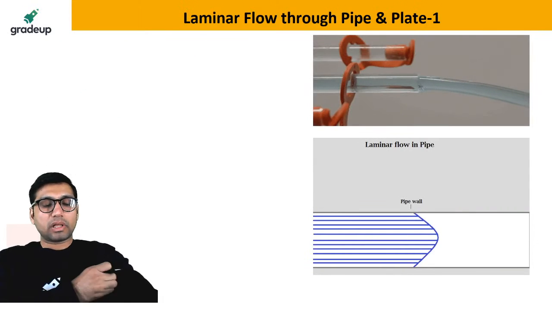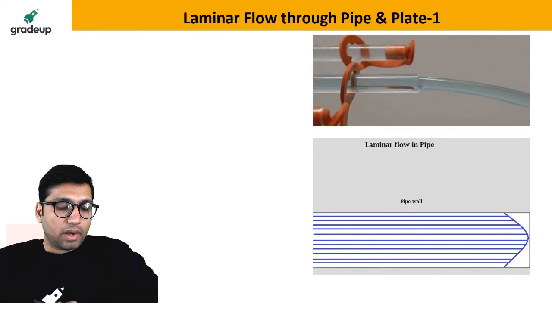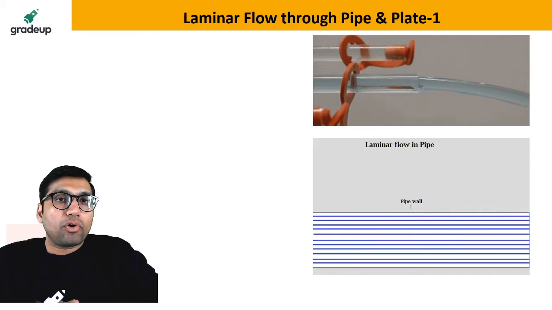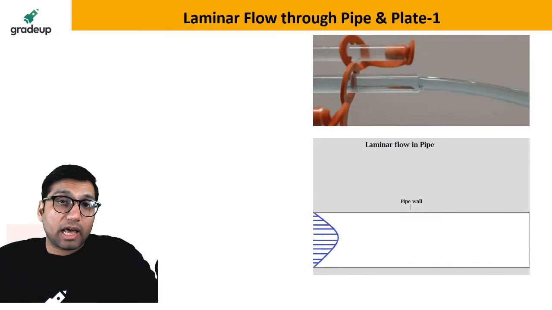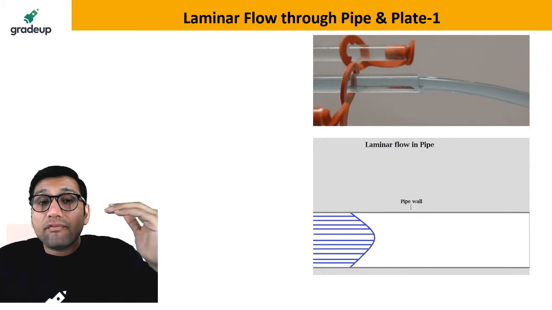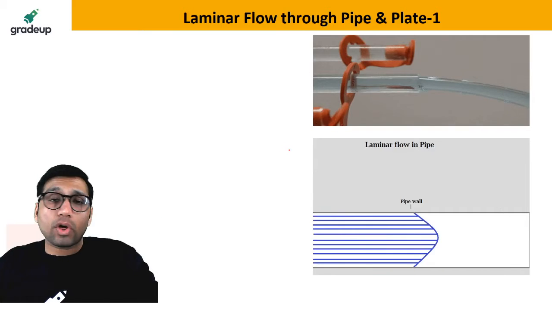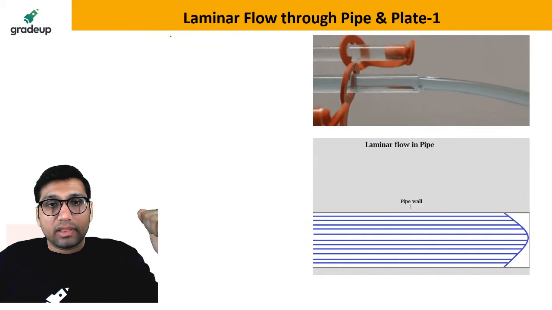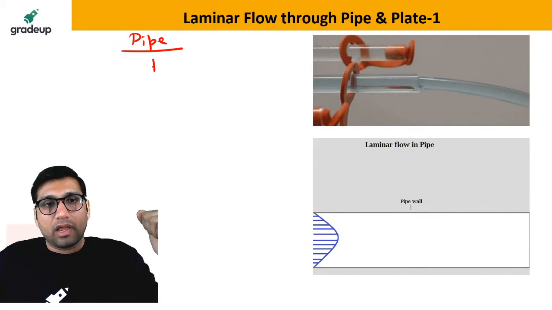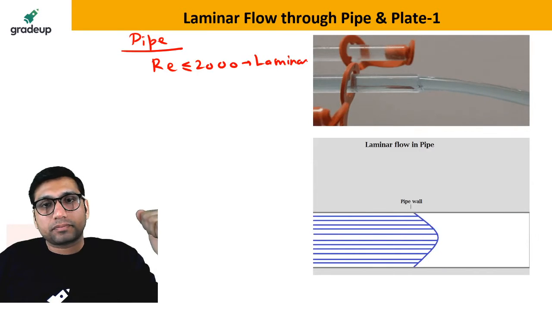Let us discuss viscous flow through pipe and plate, or laminar flow through pipe and plate. Now, what is a laminar flow? I have already talked about laminar flow: it is that flow which is considered to be a highly viscous flow. A flow governed by high viscosity and low velocity is called laminar flow. So in laminar flow in the pipe, we can simply say that if the Reynolds number is less than or equal to 2000, it is considered to be laminar flow.